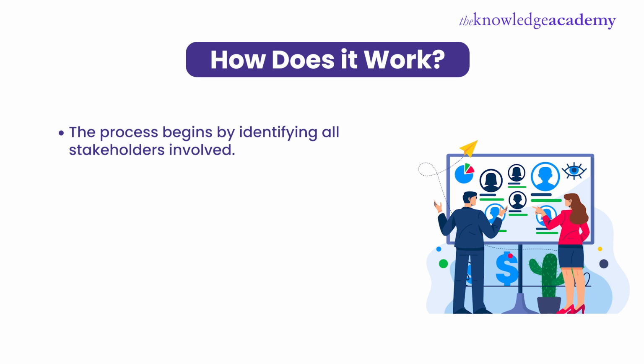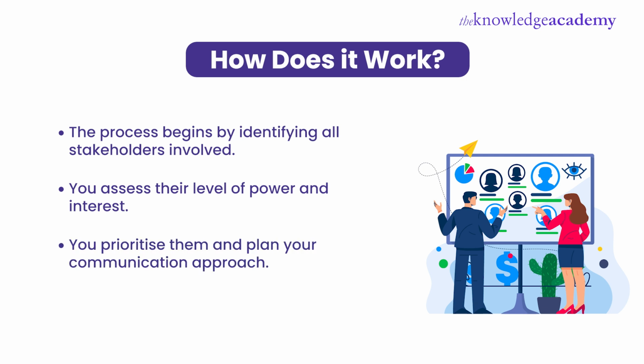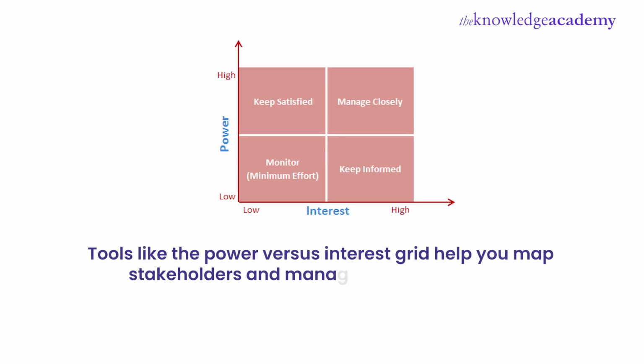How does it work? The process begins by identifying all stakeholders involved. Next, you assess their level of power and interest. Then, you prioritize them and plan your communication approach. Tools like the Power versus Interest Grid help you map stakeholders and manage them effectively.